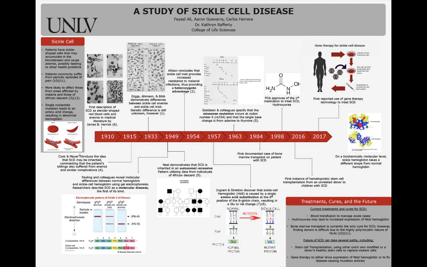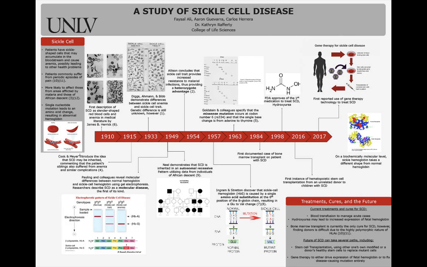In 1984, we had the first documented case of bone marrow transplant being conducted on a patient. This transplant sought to create normal red blood cells from the bone marrow being implanted into the individual. In 1998, the FDA approved hydroxyurea, the first medication that treats sickle cell disease. Hydroxyurea makes the red blood cells bigger, it makes them stay rounder and more flexible, and it makes them less likely to turn into a sickle shape, which is what is found in individuals who suffer from sickle cell disease.